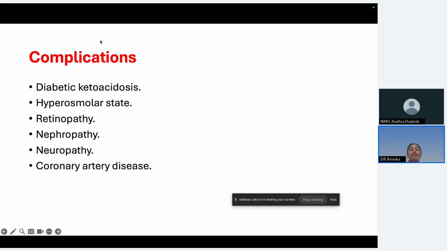Next, complications. What are the complications of diabetes? First, due to high viscosity, all the tiny blood vessels are damaged. There will be damage to the tiny blood capillaries. There will be retinopathy. Where are the tiny blood vessels present? In the eye. Retinopathy is present. Where else are tiny blood vessels? In the kidney. Nephropathy will be present. Neuropathy, coronary artery disease, and diabetic ketoacidosis. Repeat: retinopathy, nephropathy, neuropathy, coronary artery disease, and diabetic ketoacidosis. And we forgot one more, hyperosmolar state, where osmolarity increases.